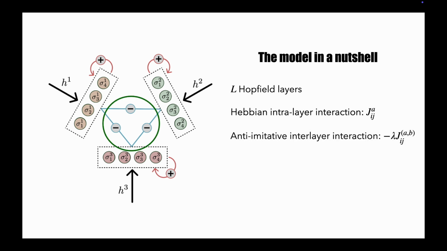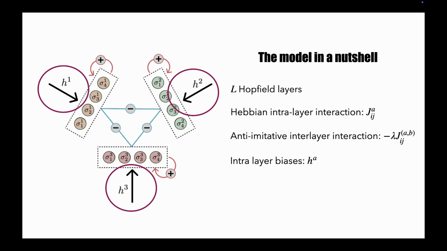Layers are coupled to each other through anti-imitative couplings. This penalizes configurations where different layers stay on the same patterns, promoting specialization and pushing different layers to retrieve different patterns. On top of the couplings, we allow for external fields acting on each layer, which can encode prior information or weak hints about the pattern to be reconstructed.